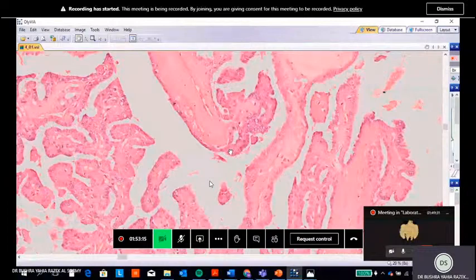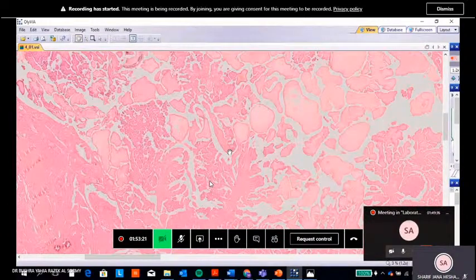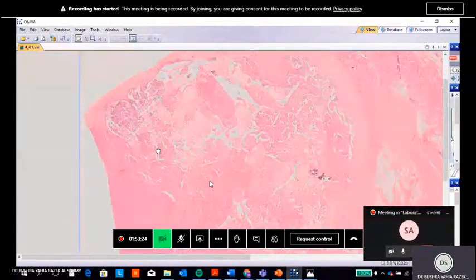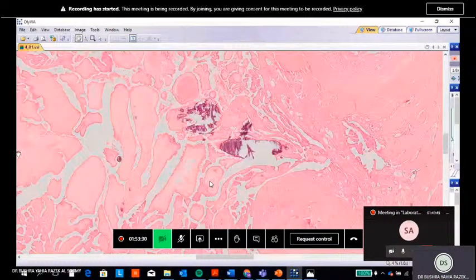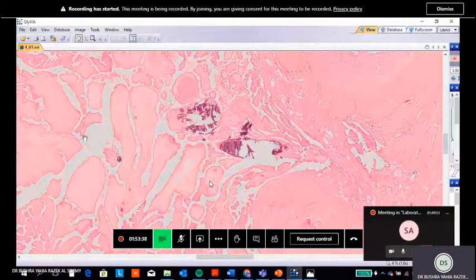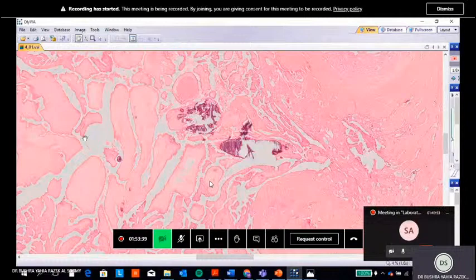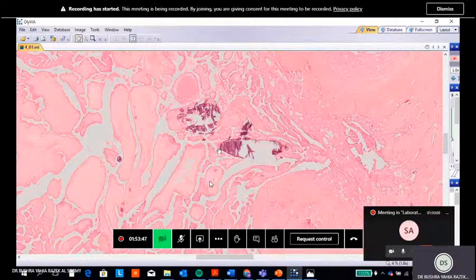Doctor, for psammoma bodies, it's just calcification of the tip of the papillae. Yeah. You know, psammoma bodies you can see in any papillary tumor, I mean papillary carcinoma, not necessarily only thyroid. If there is a papillary carcinoma in the kidney, you can also see psammoma bodies. Even in the ovary, with papillary carcinoma, you can see psammoma bodies. So in any papillary tumor, you can get psammoma bodies.